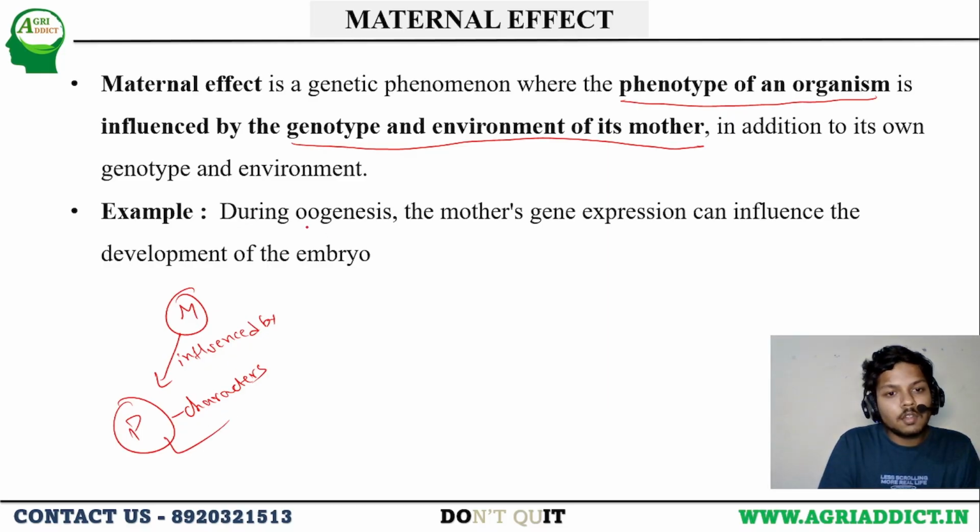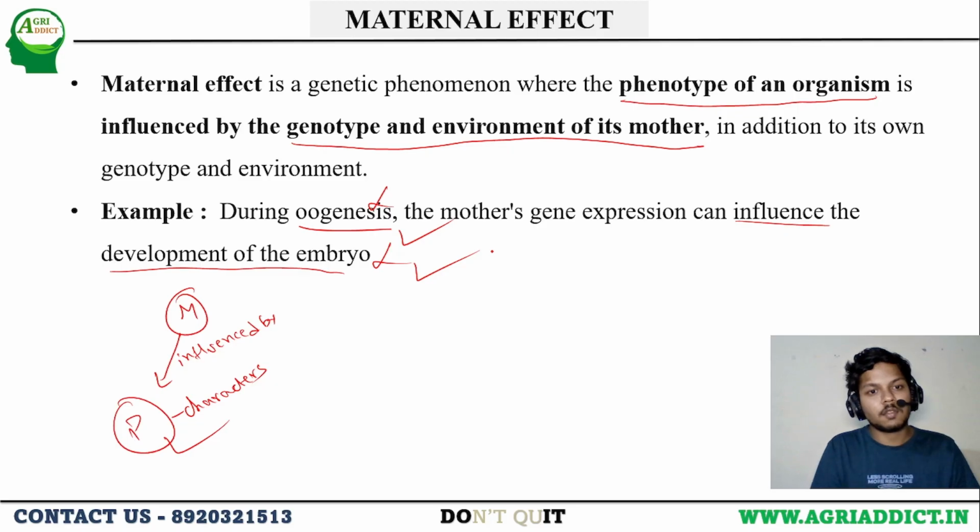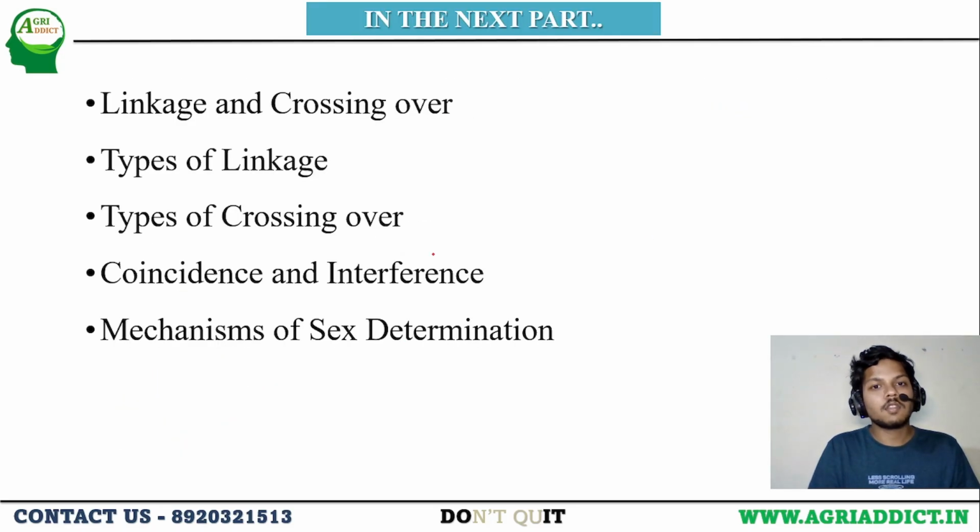For example, during oogenesis, or the formation of the egg cells, the mother's gene expression influences the development of the embryo. Right? If the mother's gene expression does not favor oogenesis, then there will be no embryo development. If the gene expression favors embryogenesis, then there will be development of the embryo. Simple. That's it for this part.